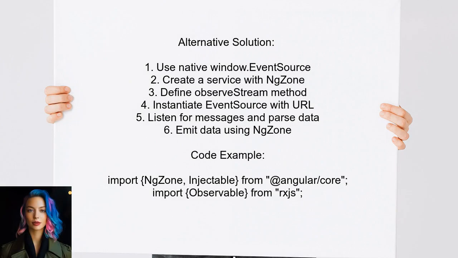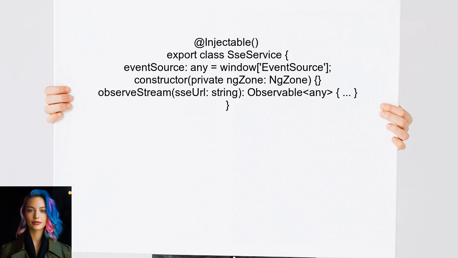An alternative solution involves using the native window.EventSource object. This user creates a service that utilizes Angular's NgZone to handle events. They define an observeStream method that takes a URL and returns an observable. Inside this method, they instantiate EventSource and listen for messages. When a message is received, they parse the data and use NgZone to ensure the observable emits the data correctly.